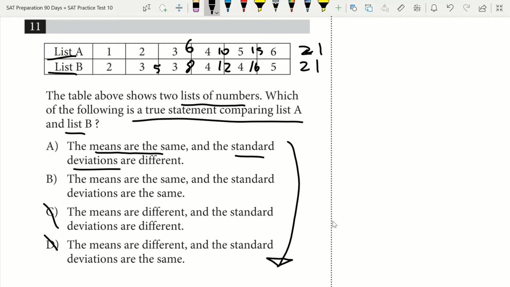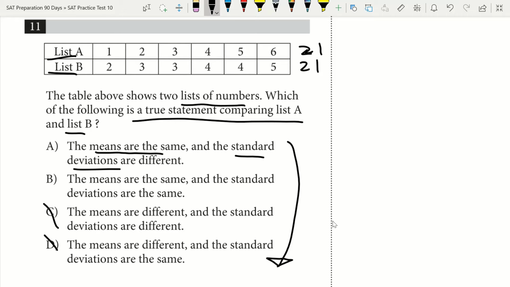Next thing I'm looking at are standard deviations. Standard deviations, you don't have to calculate here. You just have to understand how standard deviations work. So since these both have the same average, whichever one has a greater deviation from that average is going to have a greater standard deviation. Now in this case, we don't have to know which one's greater. We just have to know if they're different or the same.